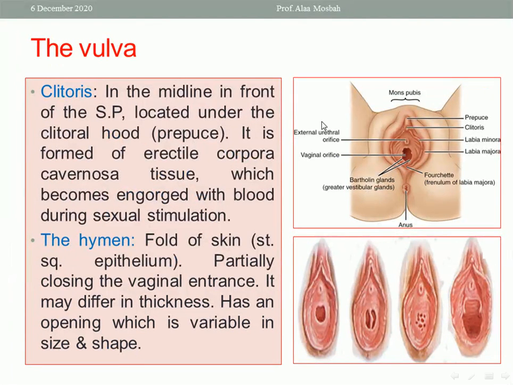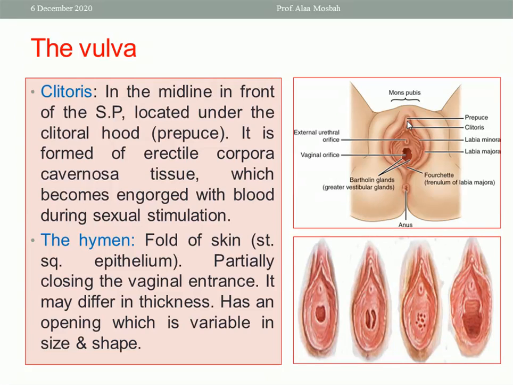What about the clitoris? The clitoris is the organ here in the midline, in front of the symphysis pubis, located under the clitoral hood or prepuce. You can see it here. This is the clitoris and this is the prepuce. It is formed of erectile corpora cavernosa tissue, which becomes engorged with blood during sexual stimulation, and it is the most sensitive part of the female genital organs.